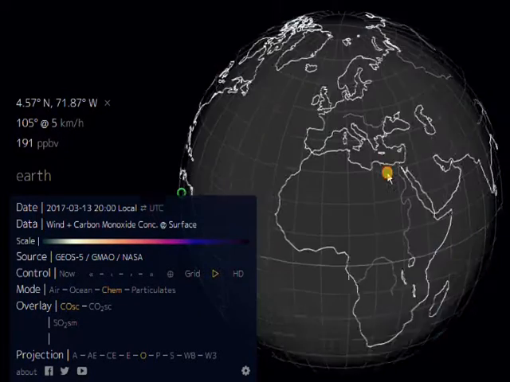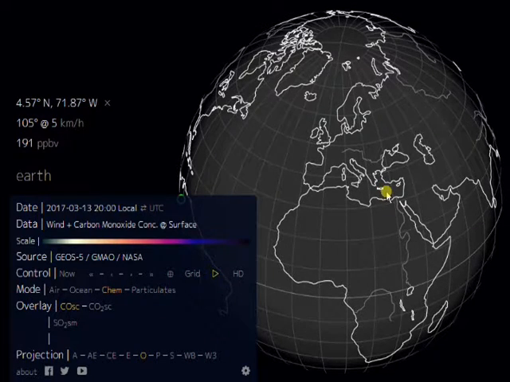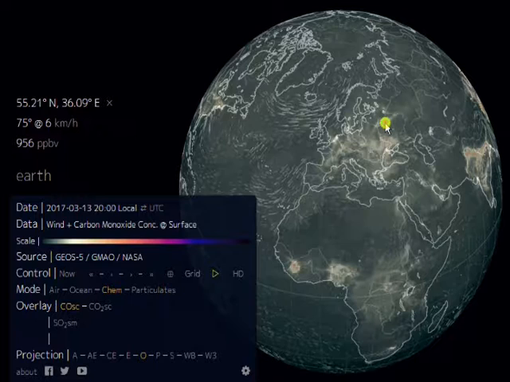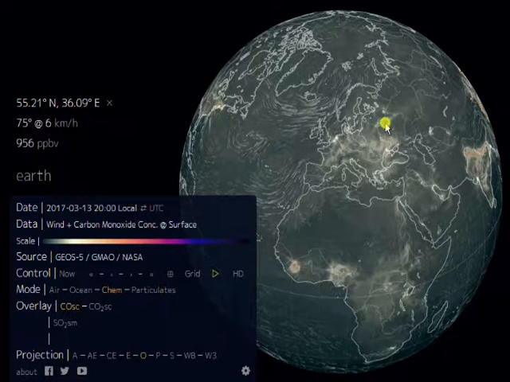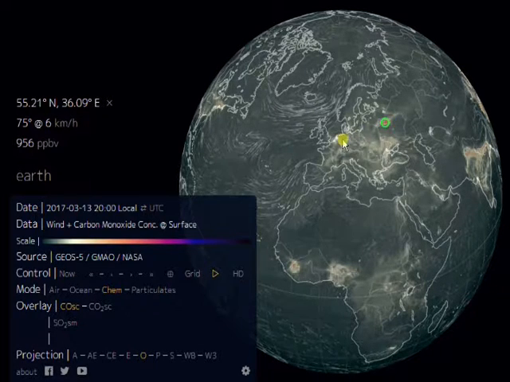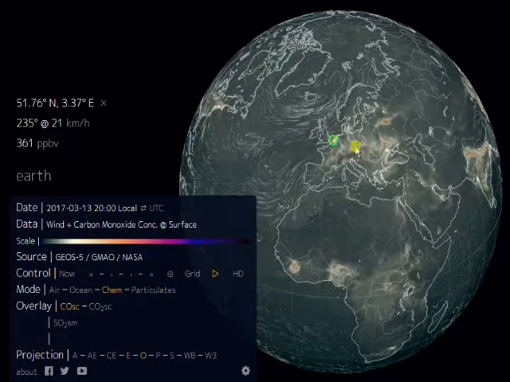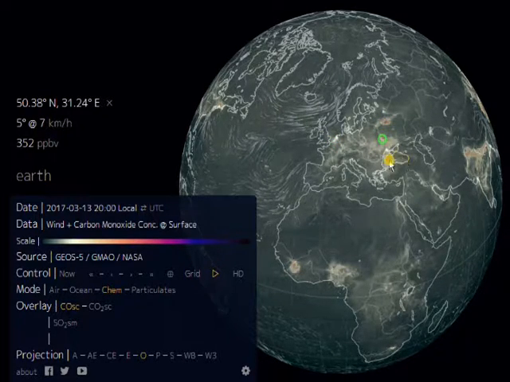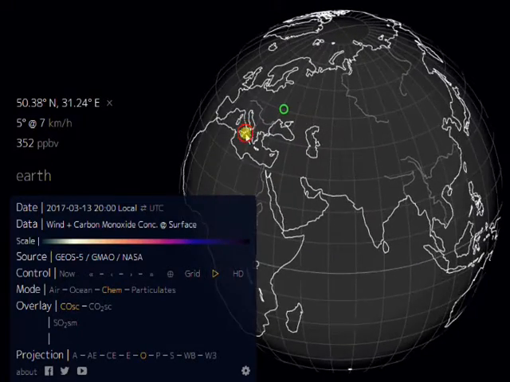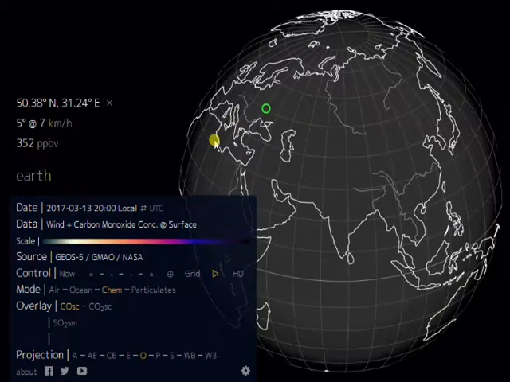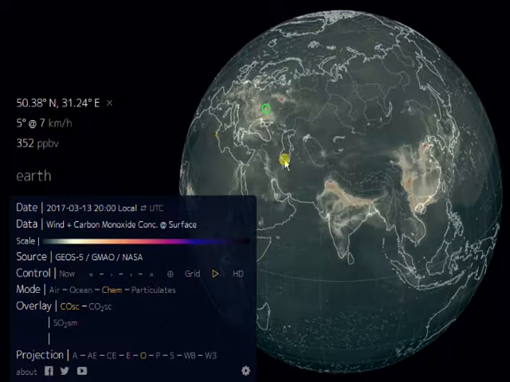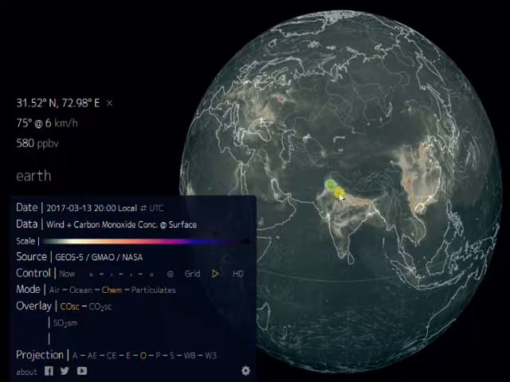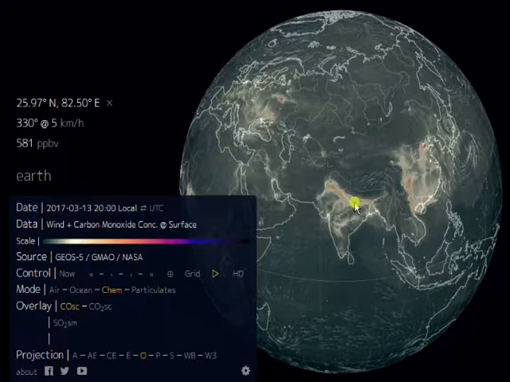But you look up here in Europe, and it looks like Russia. Russia has almost as much as Los Angeles, at 956 parts per billion. Here's a place in the Netherlands with 360. Looks like Ukraine, 350. So it would seem to corroborate that the U.S. is a major carbon monoxide emitter. This is the Indian subcontinent, 580, 547.